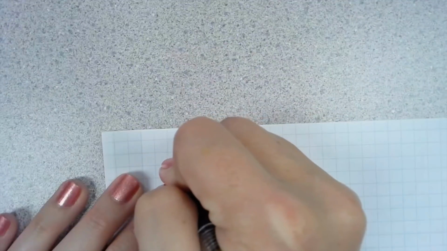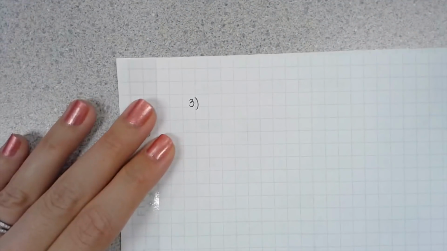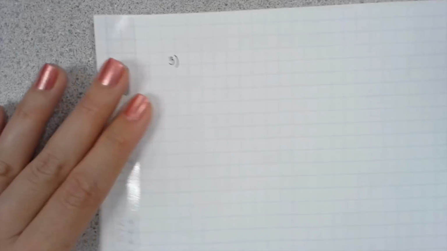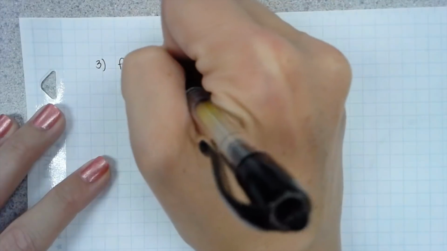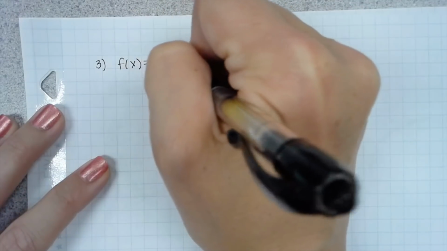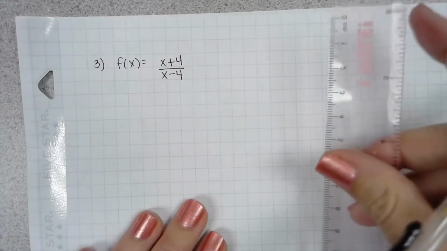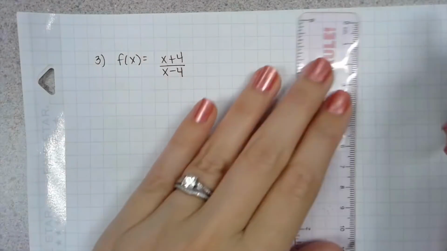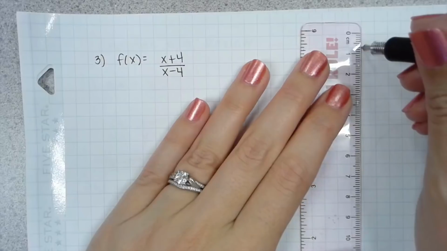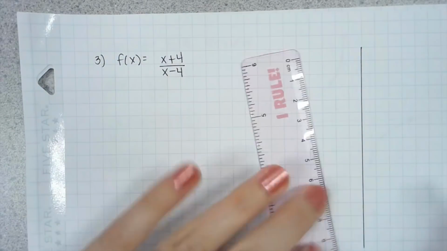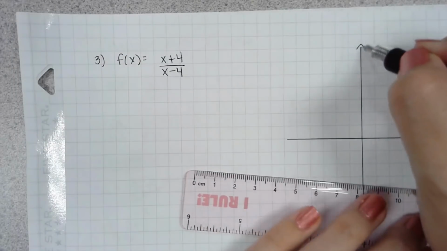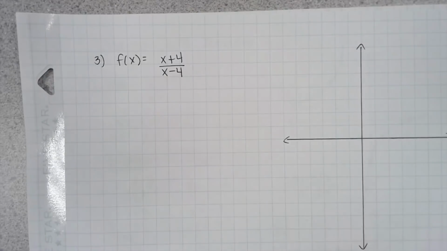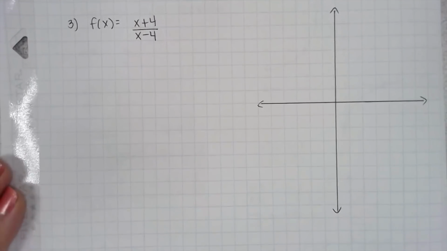We'll finish this section by doing the work for question number 3. And question number 3 for this one, the problem says, f of x is equal to x plus 4 divided by x minus 4. And so that's the problem that we're going to go through, and we're going to graph for this one. So when I draw the function, I'll do so over here on this coordinate grid on the right-hand side of the graph. So f of x is equal to x plus 4 over x minus 4.